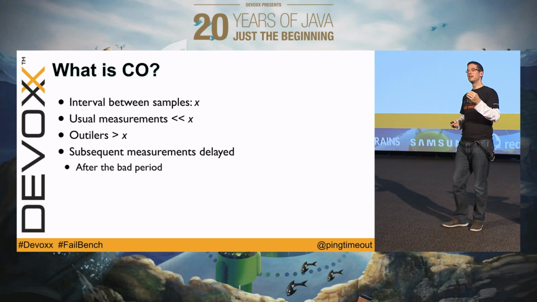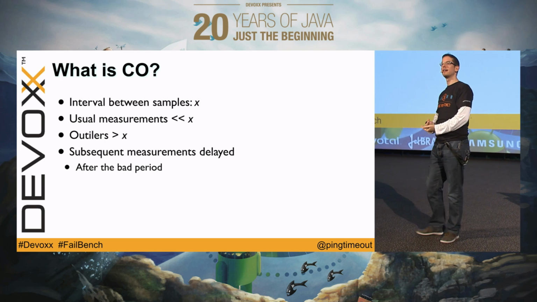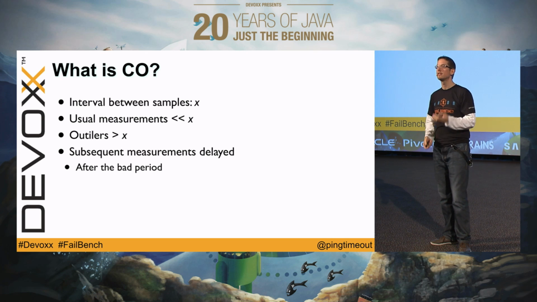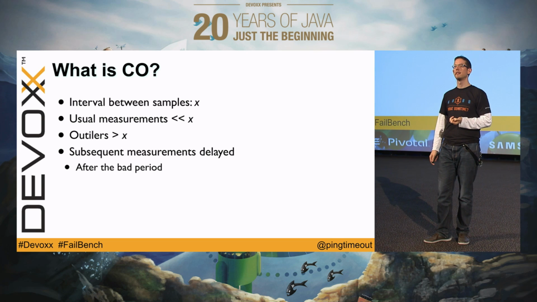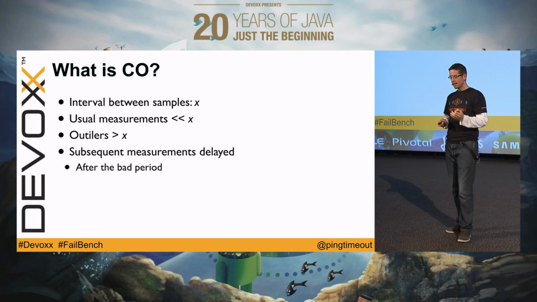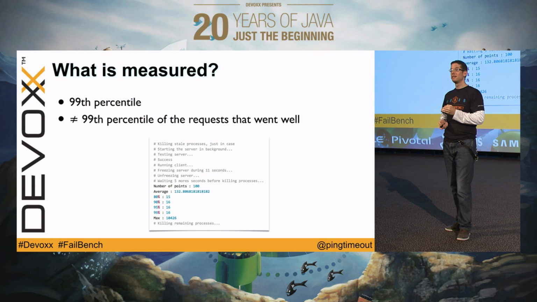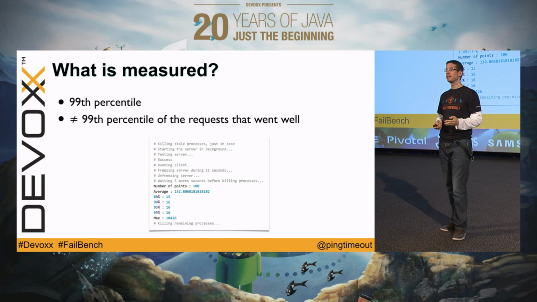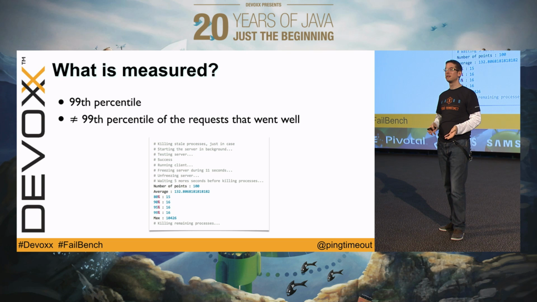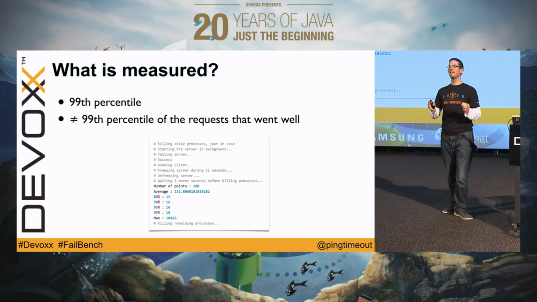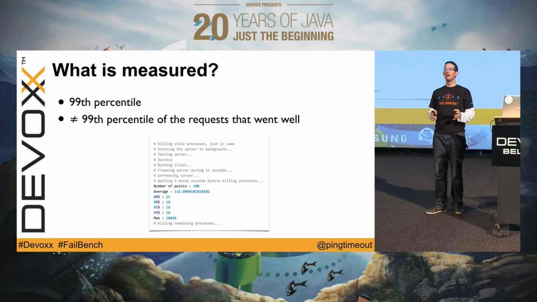So I told you, still, I had a 99th percentile. So I must have answered the question. What question did I answer? What does my 99th percentile represent? Well, it represents the 99th percentile of the requests that went well, not the 99th percentile of all the requests. And that's my mistake.